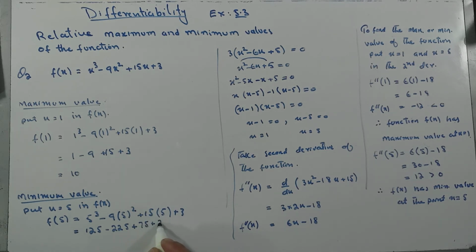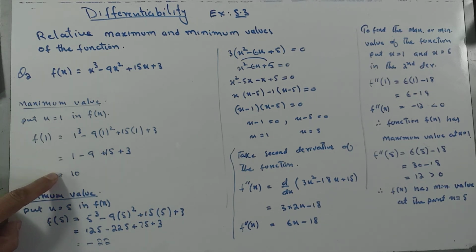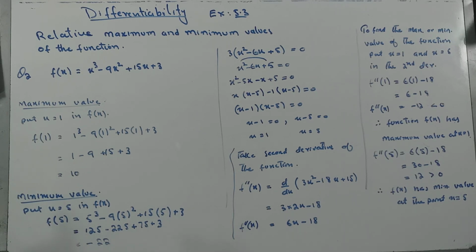Plus 3. When you solve these values, minus 225 plus 125 is minus 100. Minus 100 plus 75 is minus 25. Minus 25 plus 3 is minus 22. So we got the minimum value, which is minus 22. So we got both the values: the maximum value is equal to 10 and the minimum value is minus 22. And this is the solution of the question.